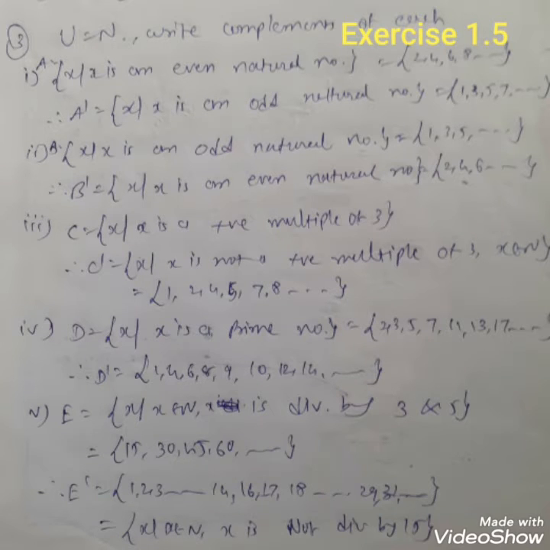Set C contains x such that x is a positive multiple of 3. It means in set builder form it is given. If we want to write its complement in set builder form, then C dash will be x such that x is not a positive multiple of 3. X is a natural number. So here we get the elements which are 3, 6, 9, 12. These elements are not present except them. The elements are 1, 2, 4, 5, 7, 8, 10, 11, and so on.